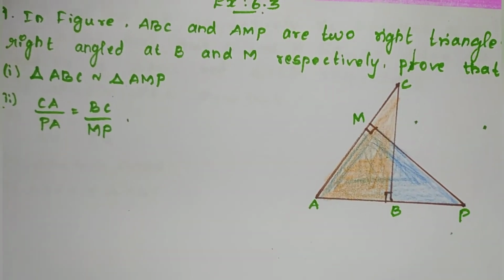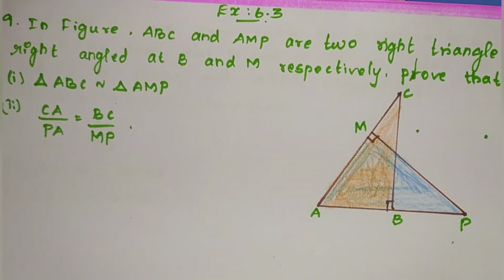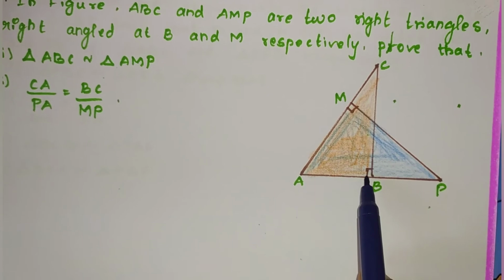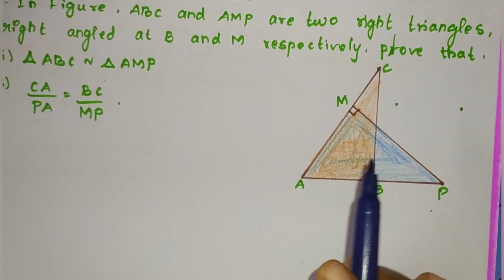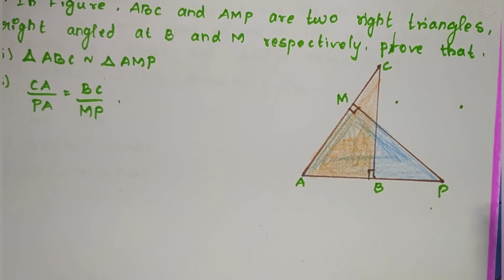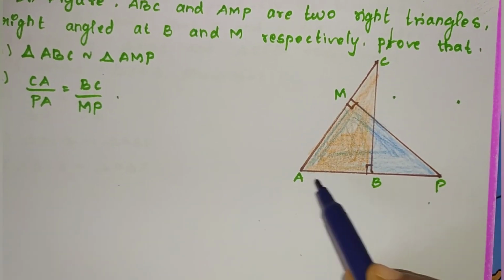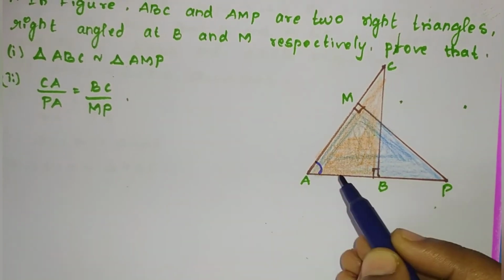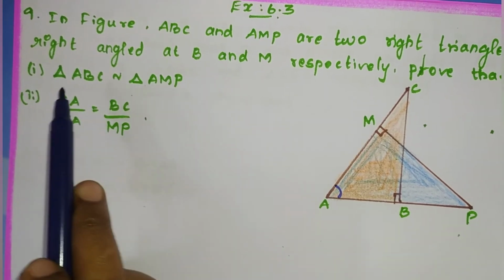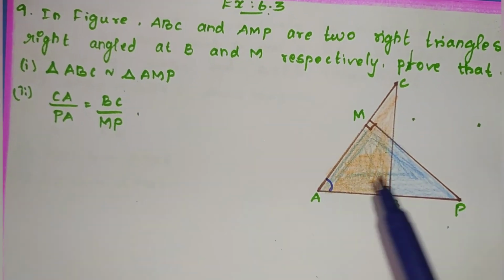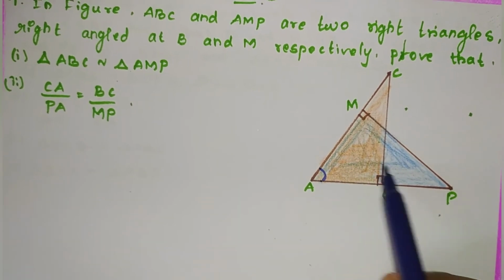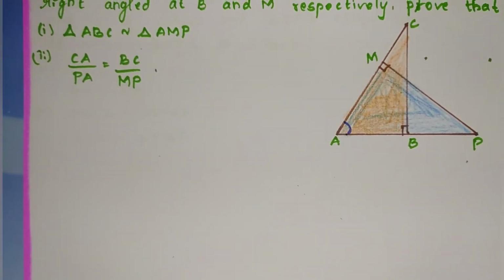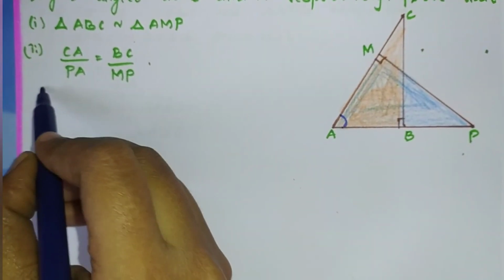So how can we prove that the two triangles are similar? Any guesses? They didn't mention anything about the sides, but we know that one angle is equal. Can you tell some other angle that is equal? In both triangles ABC and AMP, angle A is common. So I can tell that the two triangles are similar by AA similarity criterion.